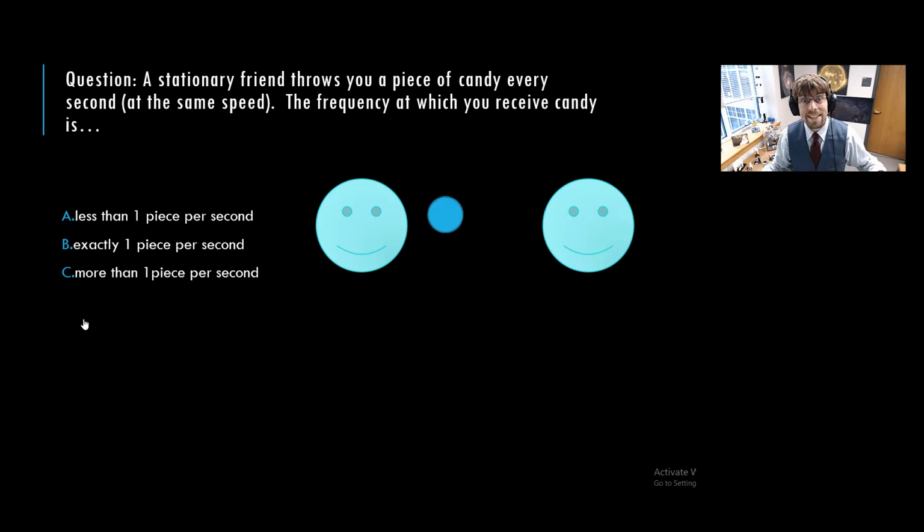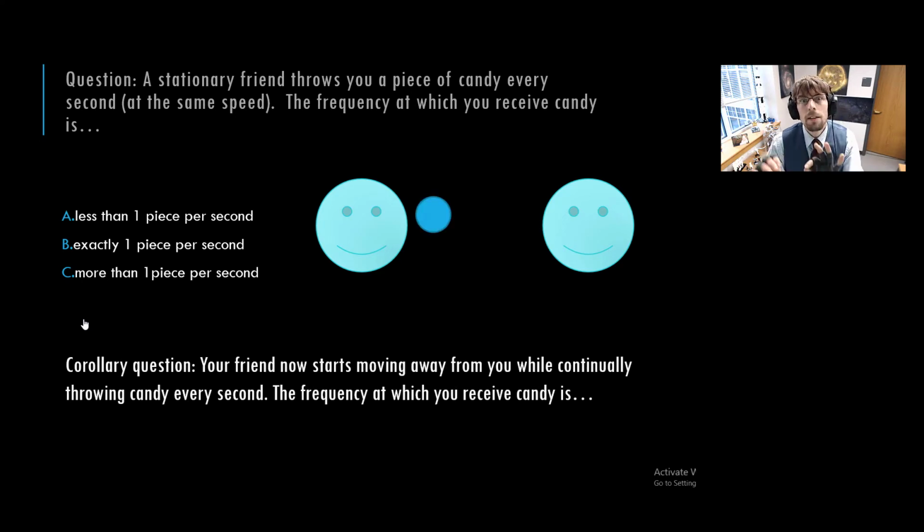Yeah, you got it? Yeah, good. So if your friend is throwing a piece of candy every second, after you receive that first piece of candy, you're going to continue getting a piece every second. Okay? Nothing fancy here yet. But here comes the corollary question.